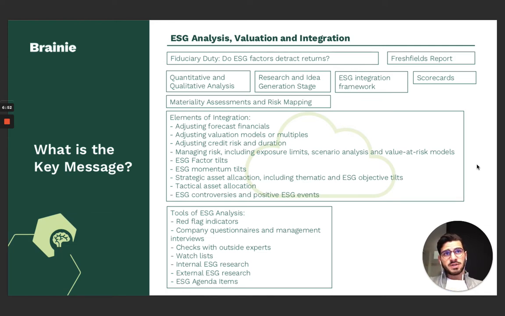One of the most important topics in the chapter is on tools of ESG analysis. Be assured to understand these. So we also have them here on the slide. Things like red flag indicators, company questionnaires and management interviews, checks with outside experts, watch lists, internal ESG research, which includes materiality frameworks, ESG integrated research notes, research dashboards, strengths, weaknesses, opportunities, and threats (SWOT) analysis with ESG factors, scenario analysis, relative rankings. Those are the internal ESG research.